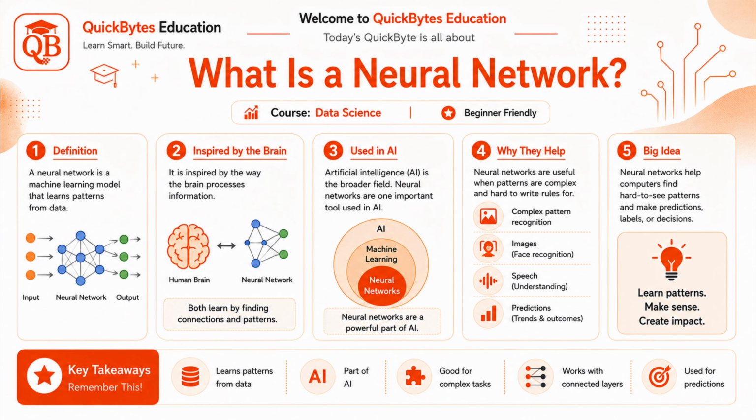They are especially useful when the pattern is complex. For example, recognizing a face in a photo is not as simple as checking one number. Understanding speech is not as simple as reading one column in a spreadsheet. Neural networks help with these harder pattern recognition problems.